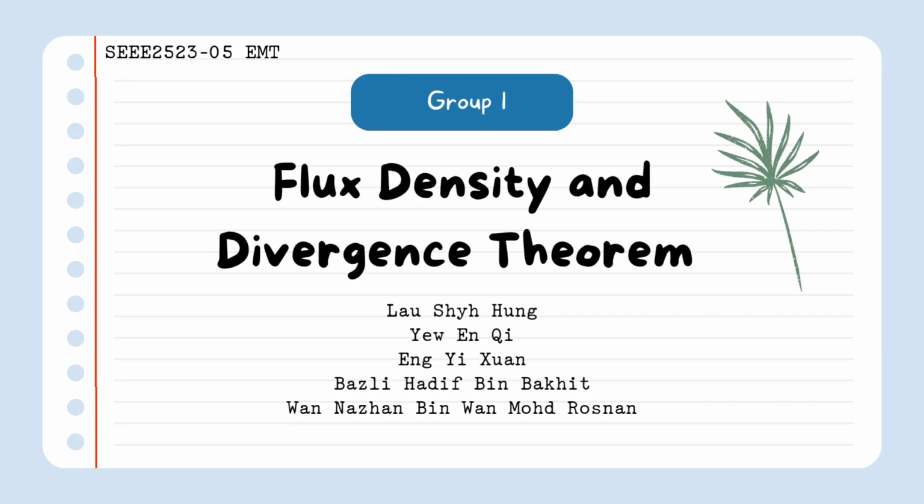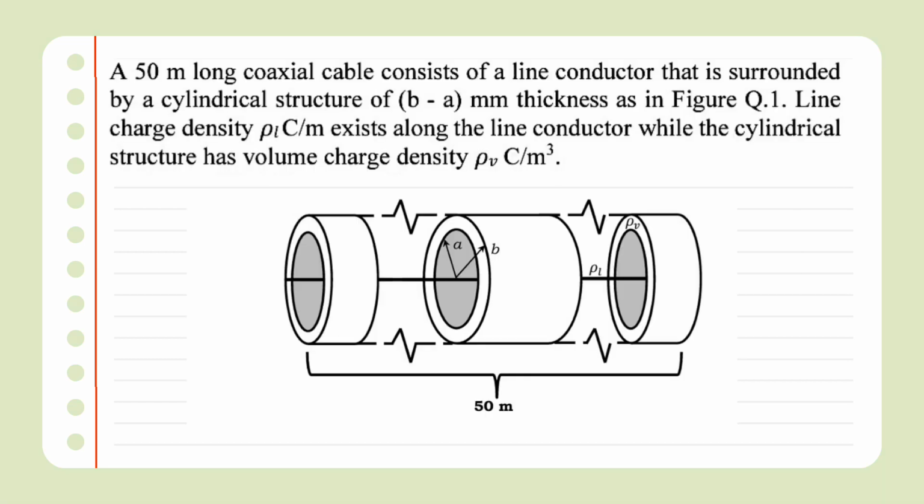Hi everyone, this is a short video to present a question about flux density and divergence theorem. The question that is assigned to our group is: a 50-meter long coaxial cable consists of a line conductor that is surrounded by a cylindrical structure of B minus A millimeter thickness as in figure Q.1. Line charge density ρL coulomb per meter exists along the line conductor while the cylindrical structure has a volume charge density of ρV coulomb per meter cube.